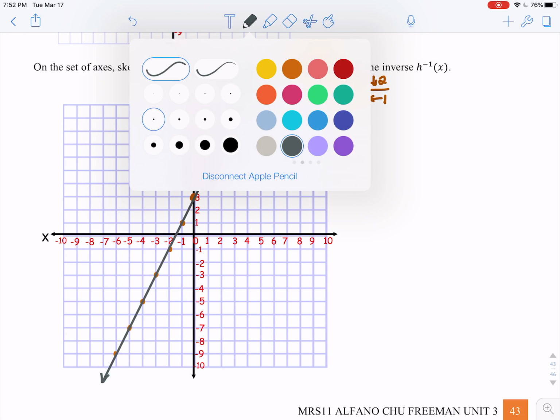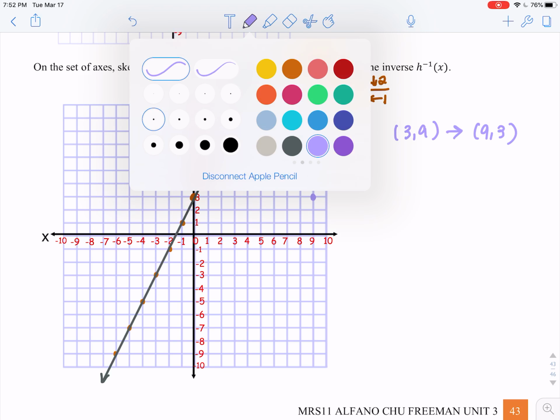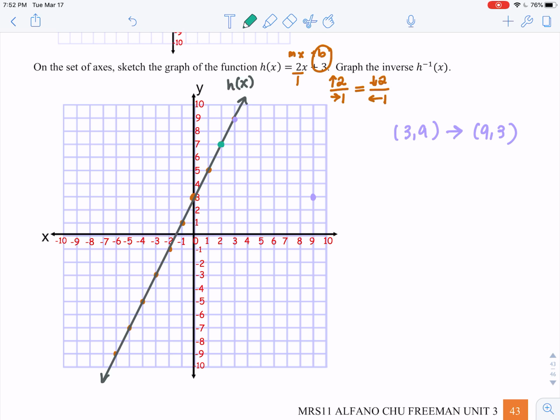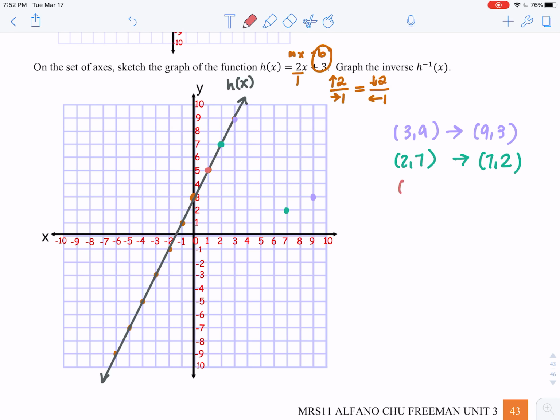So now I need to find the inverse. I'm going to pick some points. This is the point (3, 9). So the inverse of that would be (9, 3). Let's pick another point. I got the point (2, 7). The inverse of that is going to be (7, 2). Let's do another one. (1, 5). The inverse of (1, 5) is going to be (5, 1). We're flipping the coordinates again.